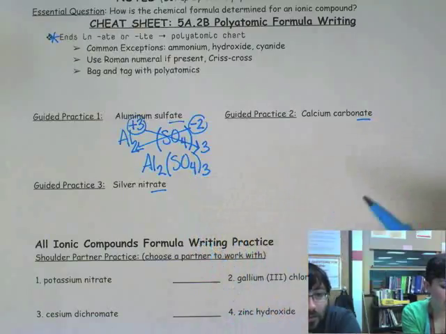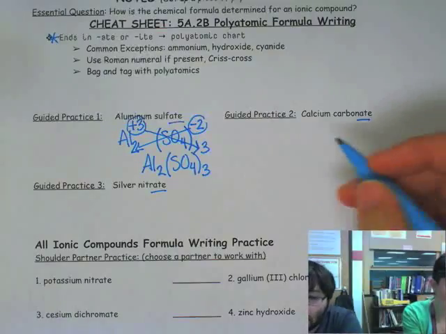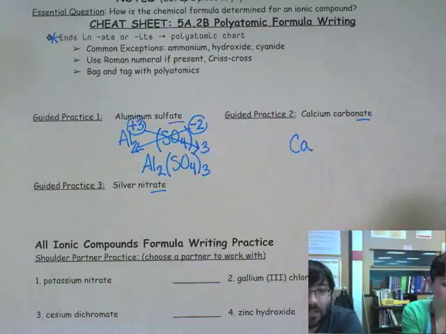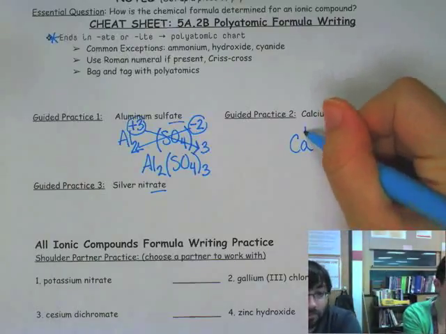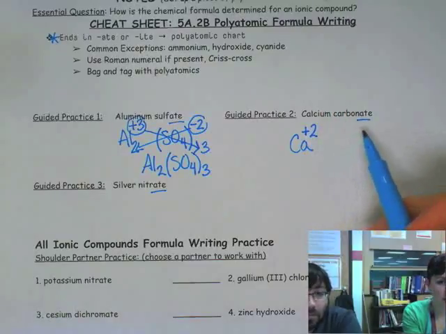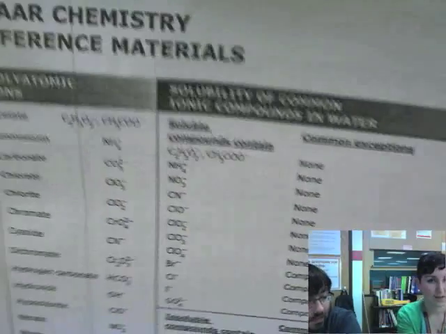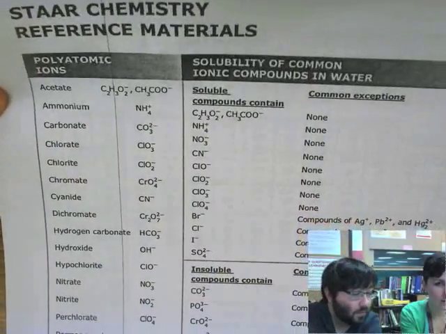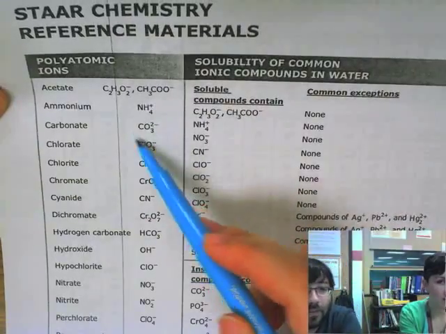All right. You want to try the next one? Sure. Calcium carbonate. Well, I know calcium is Ca. Yep. And it has a +2 charge because it's in group 2. You are exactly right. And I got carbonate, so now I got to find it on the chart, right? The "ate" tells us it's a polyatomic. Do you see it? I do. It is right there. CO3, and it's got a charge of -2.